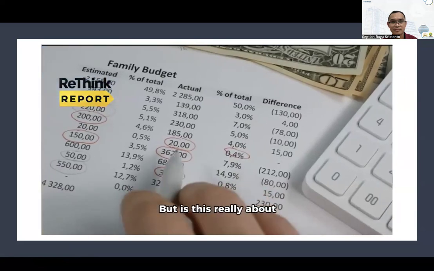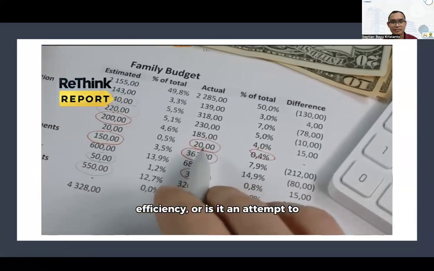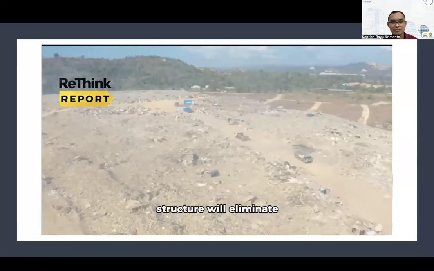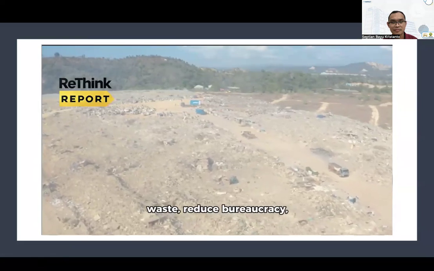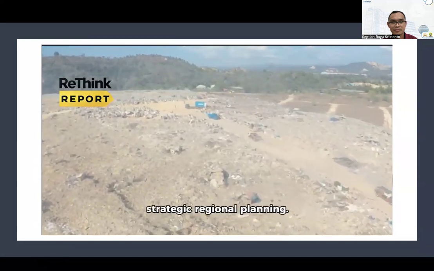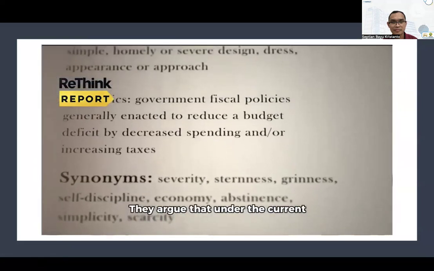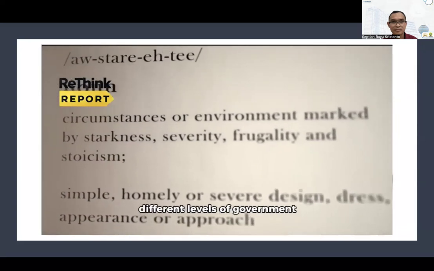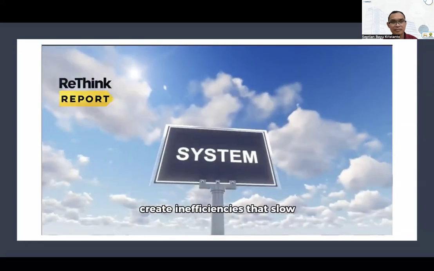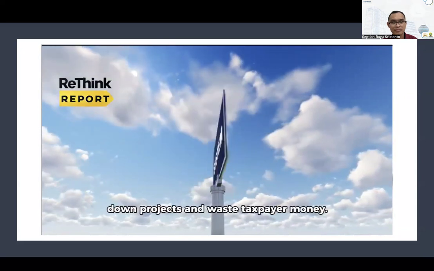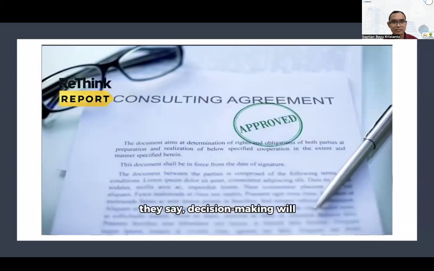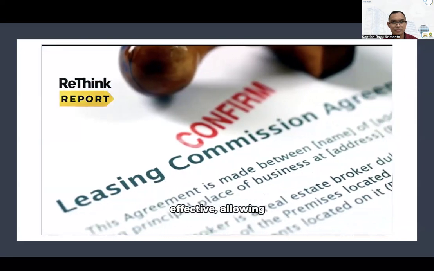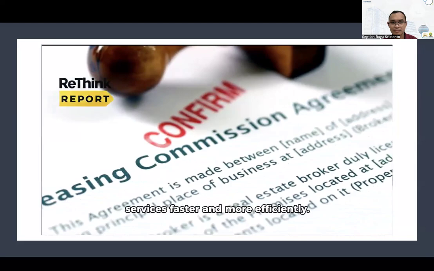But is this really about efficiency? Or is it an attempt to centralize power and cut budgets? Supporters claim the new structure will eliminate waste, reduce bureaucracy, and allow for more strategic regional planning. They argue that under the current system, overlapping responsibilities between different levels of government create inefficiencies that slow down projects and waste taxpayer money. By consolidating councils, they say, decision-making will become clearer and more effective, allowing communities to receive services faster and more efficiently.